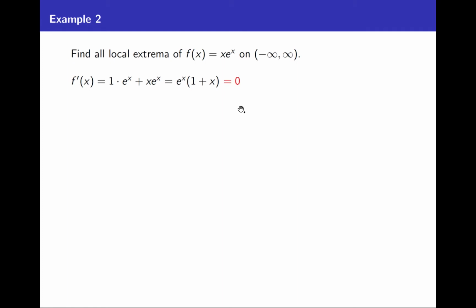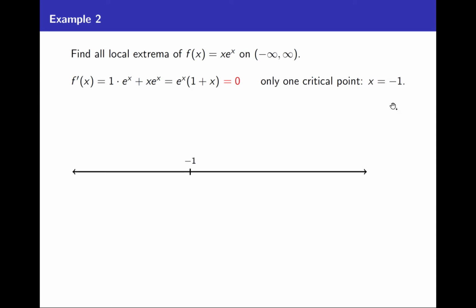And we're looking for critical points, so we're going to set that equal to 0, and we're going to solve. Now, notice that e to the x is always positive no matter what x is. So the only way that this product could possibly be equal to 0 is if the 1 plus x were 0. And for that to happen, x would have to be negative 1. So we only get one critical point. It's x equals minus 1.